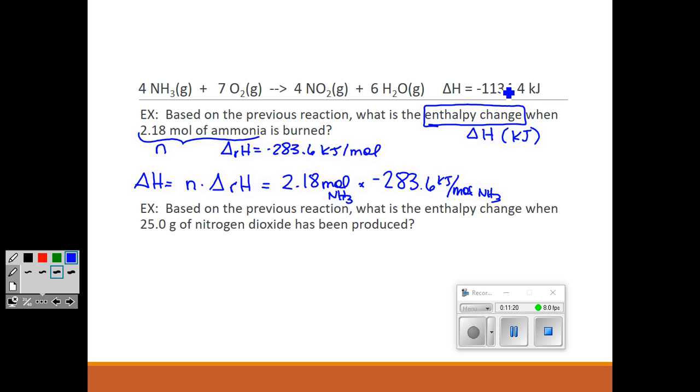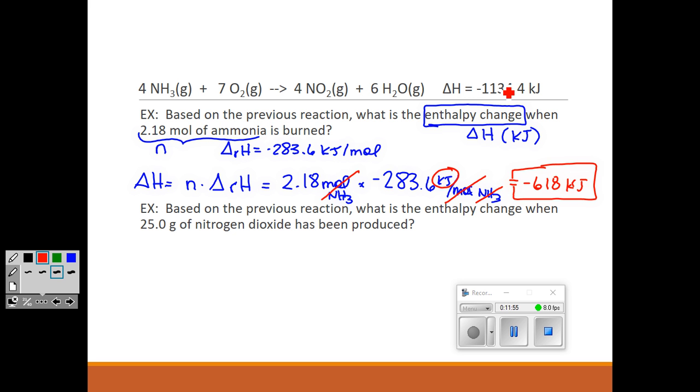You'll notice, like I did before, I'm writing the moles of what so that I'm sure that I'm using the correct substance. In particular, because I had 4 different substances here, I want to make sure I'm using the right value. That way, when I cancel out my units, moles of NH3 and moles of NH3 cancel out, and kilojoules is all I have left, which is what I want. So in this first calculation, I should end up with negative 618 kilojoules.